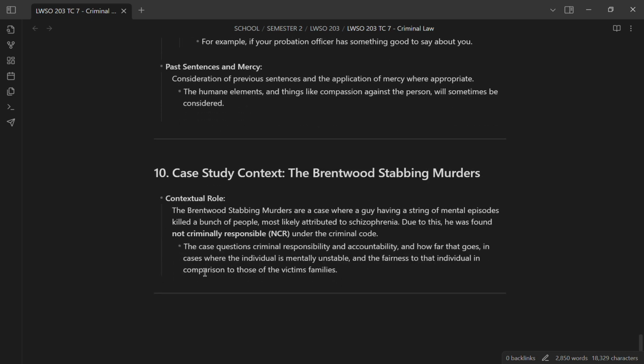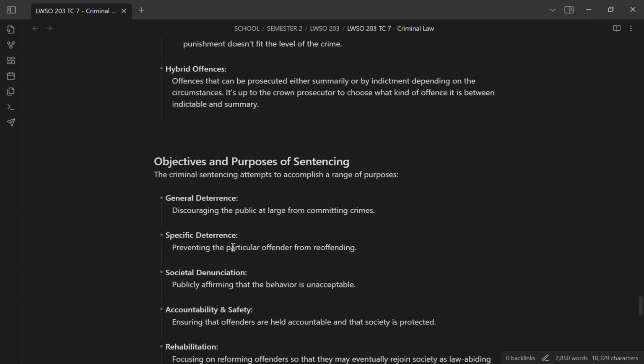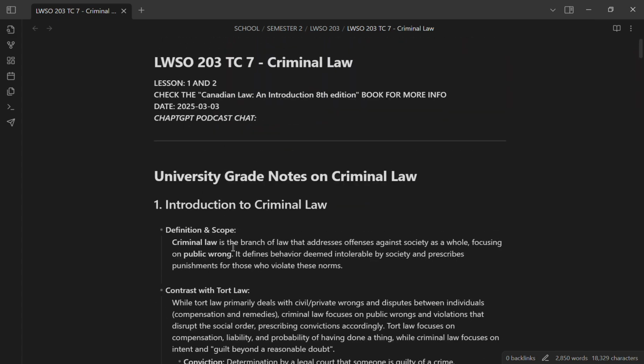In class, we went over a case study about the Brentwood stabbing murders. It's a murder in Calgary. Essentially, a guy stabbed a bunch of people after having a string of mental episodes. It's most likely, and now it is, attributed to schizophrenia. Due to this, he was found not criminally responsible under the criminal code, but this raised questions about accountability and responsibility and how far that goes with mentally unstable people, and the fairness to that individual in comparison to the victims' families. But that is our lecture on criminal law.